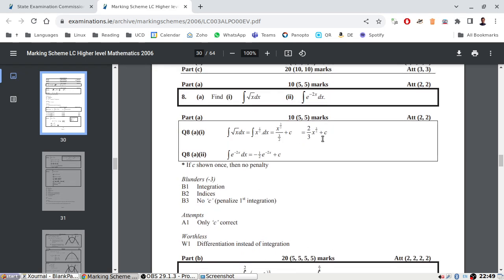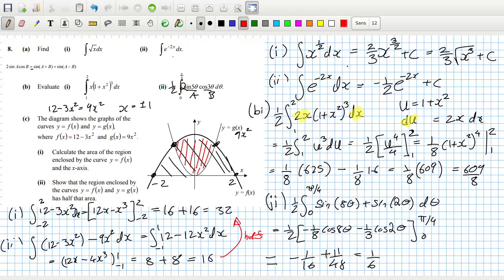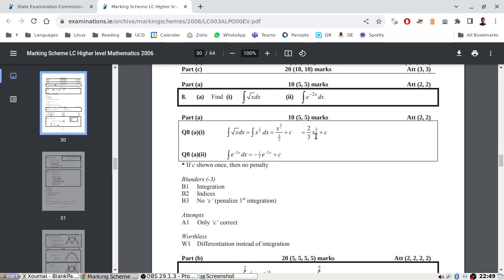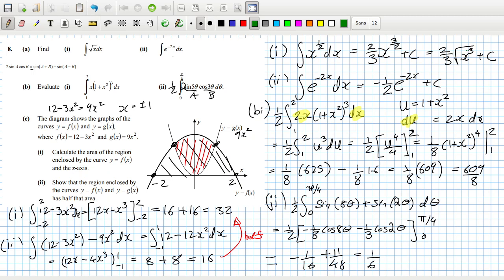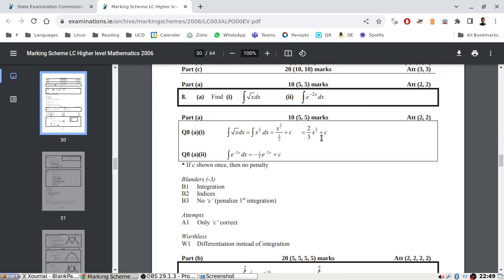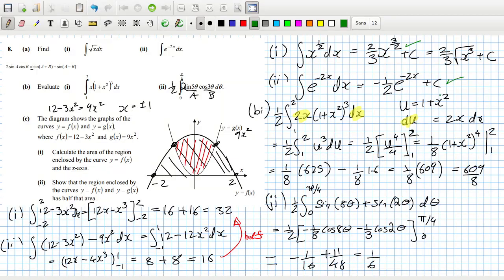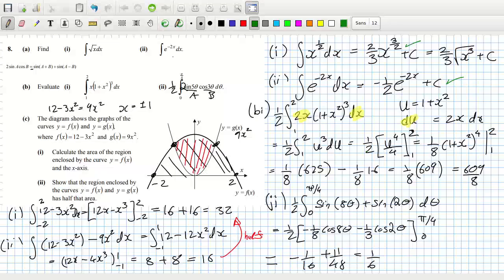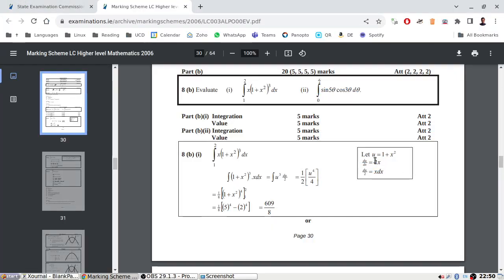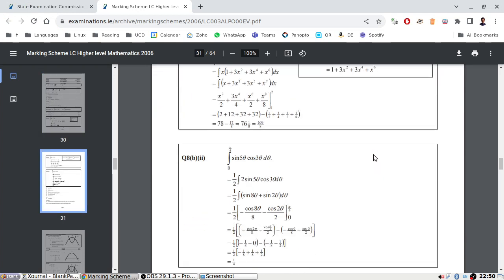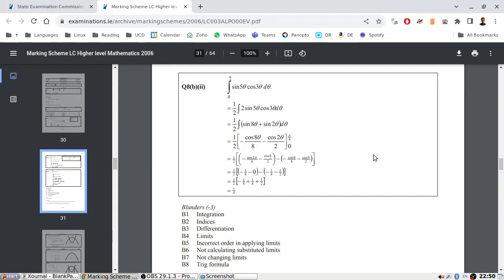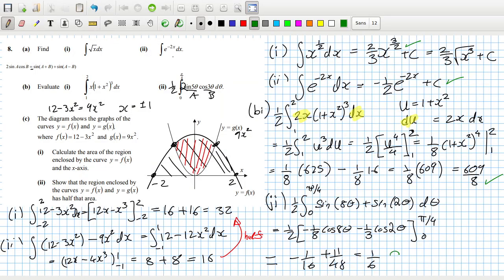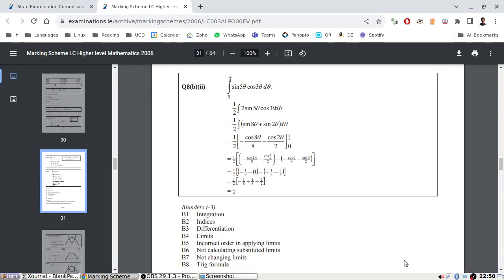Okay, they leave it in power form. So they kept it as 2/3 x power 3 over 2. So they just kept it like that. And then that one's correct. The first one, 609 over 8, that's correct. Next one is a quarter. Now I said a sixth. So maybe that's why David wanted to see this one.